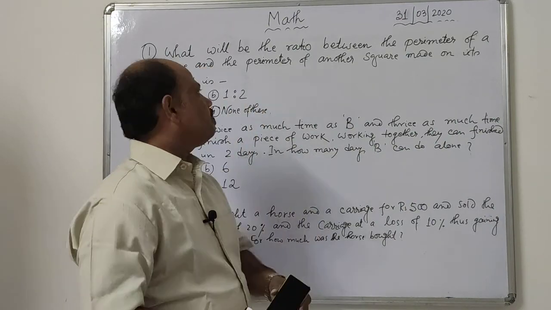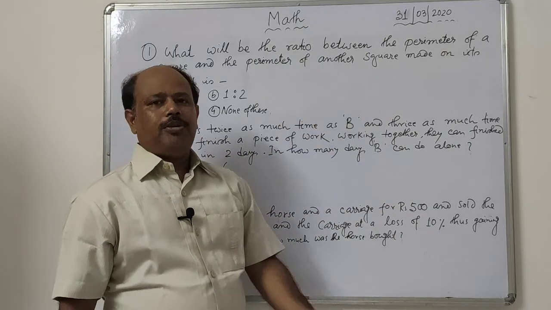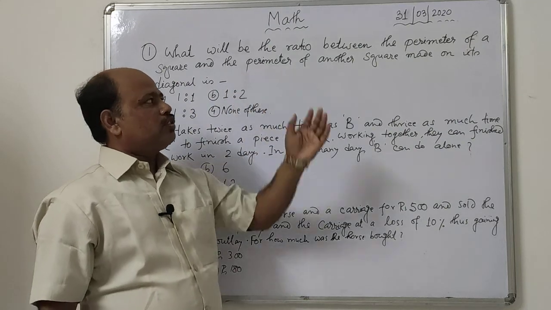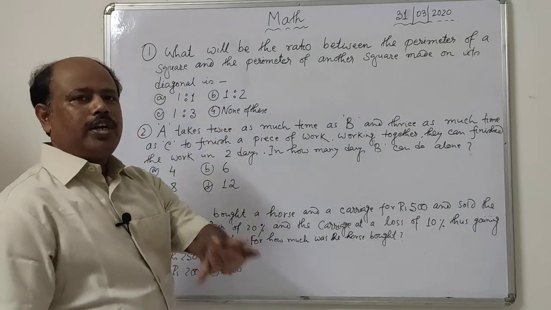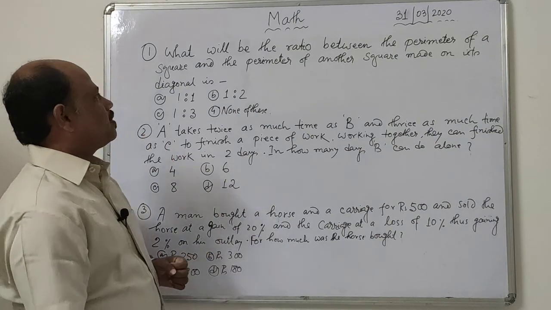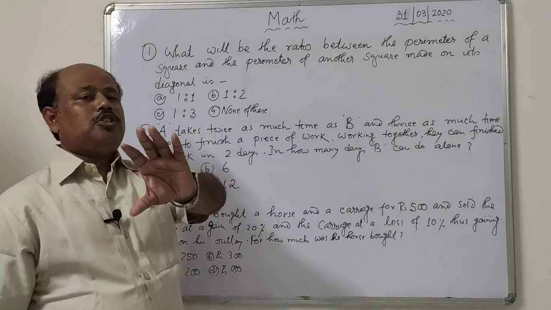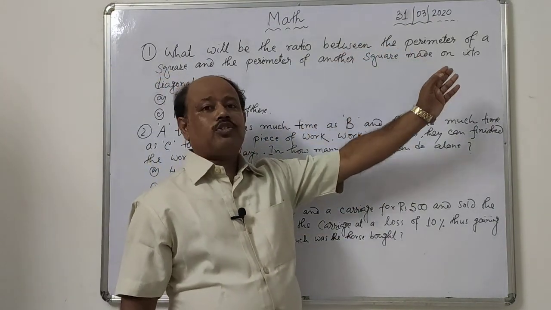First question is, what will be the ratio between the perimeter of a square and the perimeter of another square made on its diagonal? What is the Bengali meaning of that question? What will be the ratio? Ratio means you know very well. Ratio means onupat. And perimeter of the square.